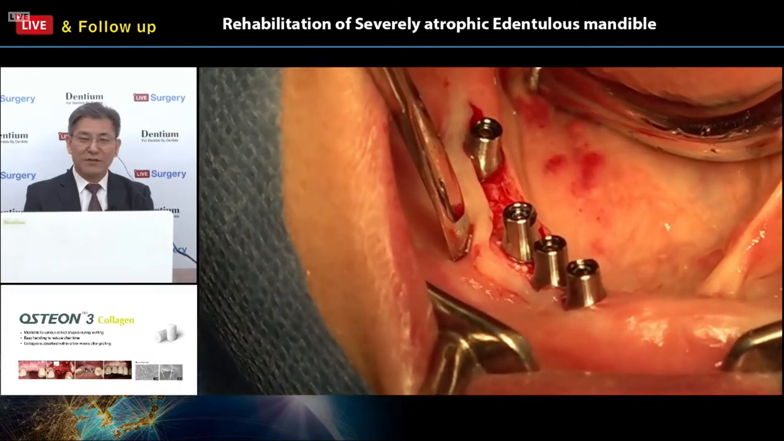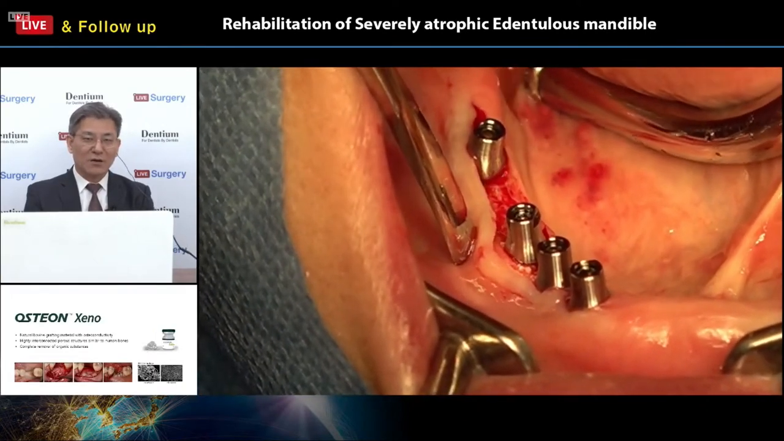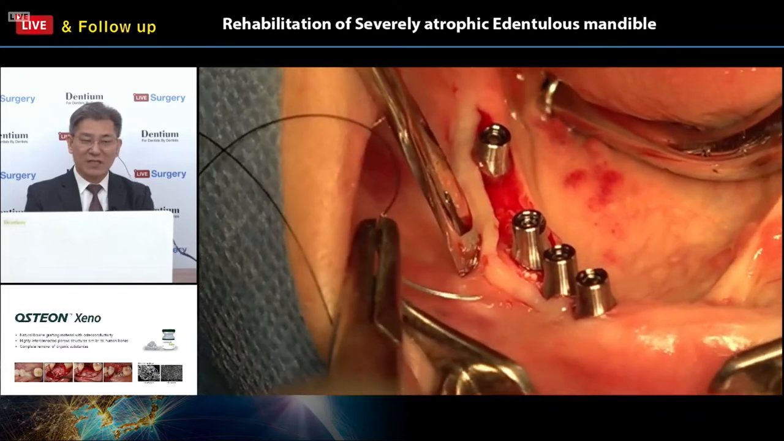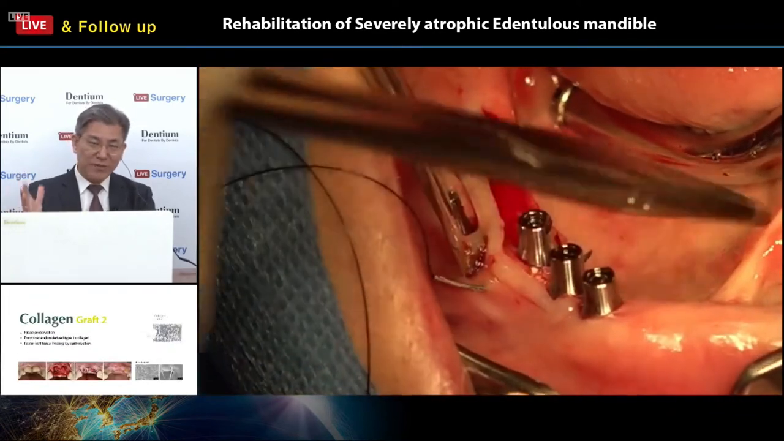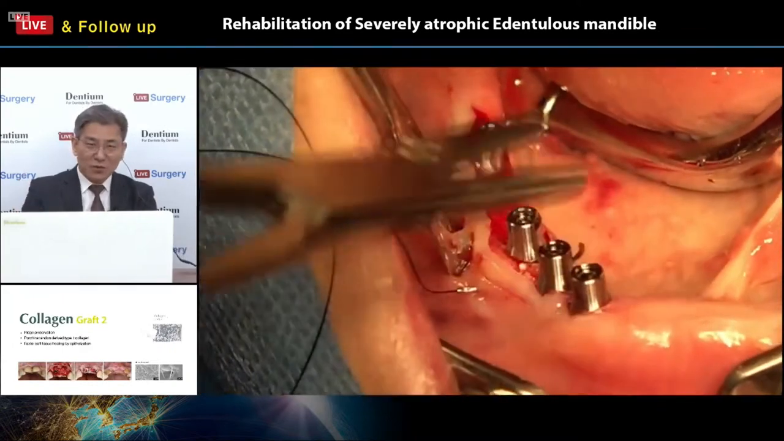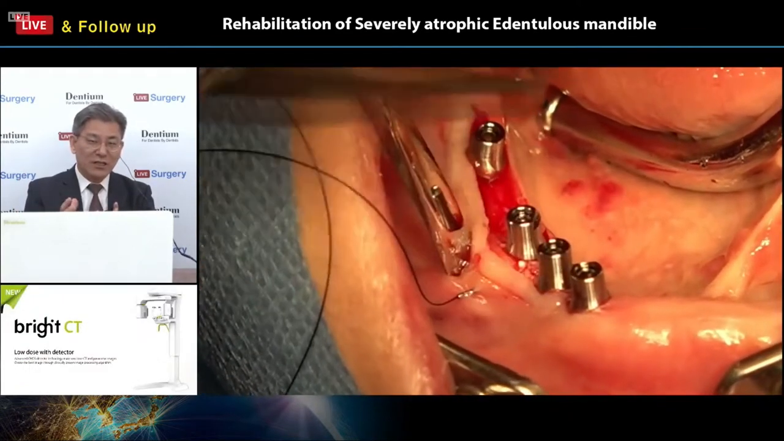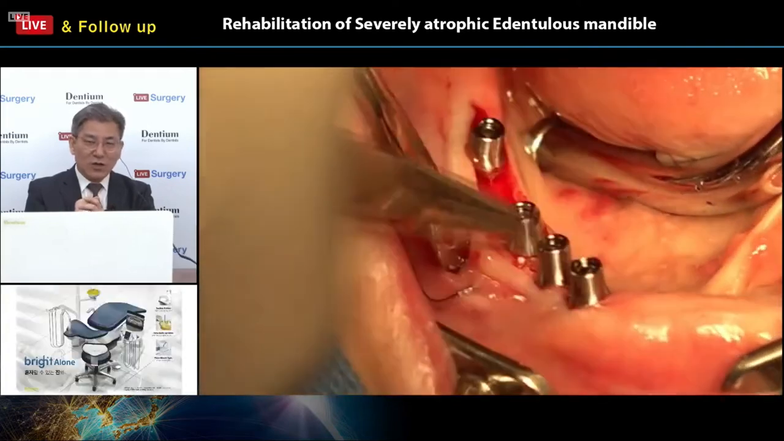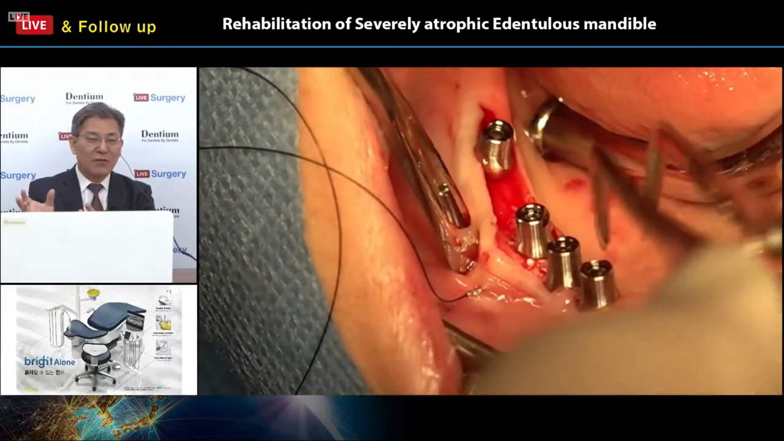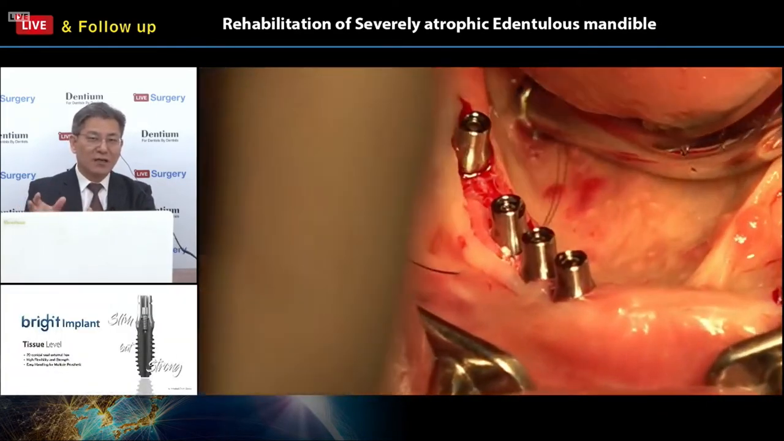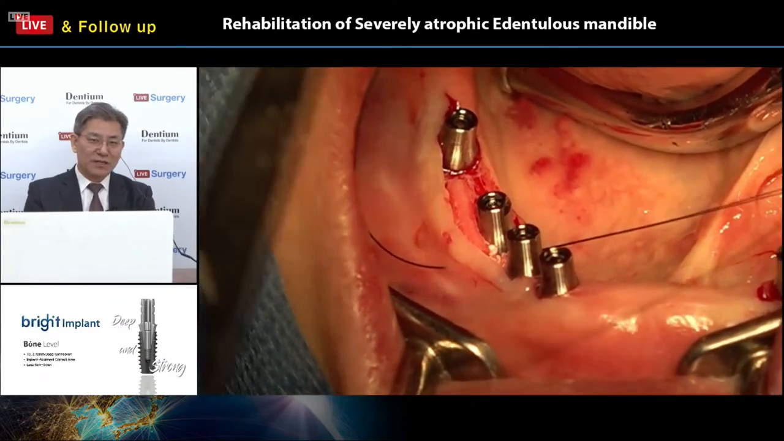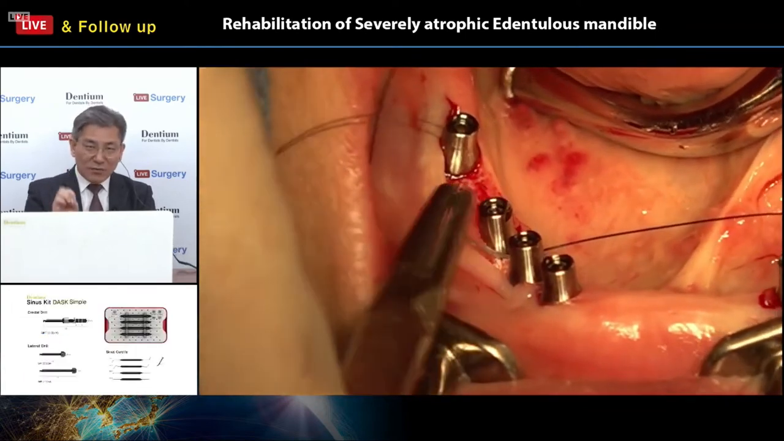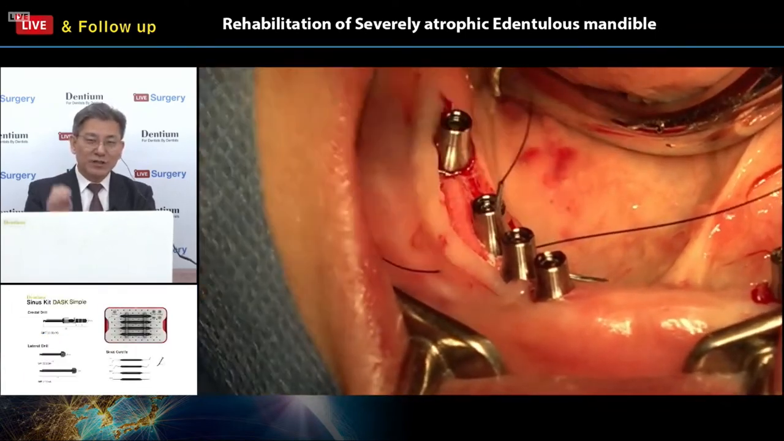This collagen graft is versatile. Actually, the barrier function is lower compared to a barrier membrane. However, this one promotes soft tissue healing, and it can be soaked with another component like PDLN or bone growth factor. So all of these devices working together promote new bone formation faster.